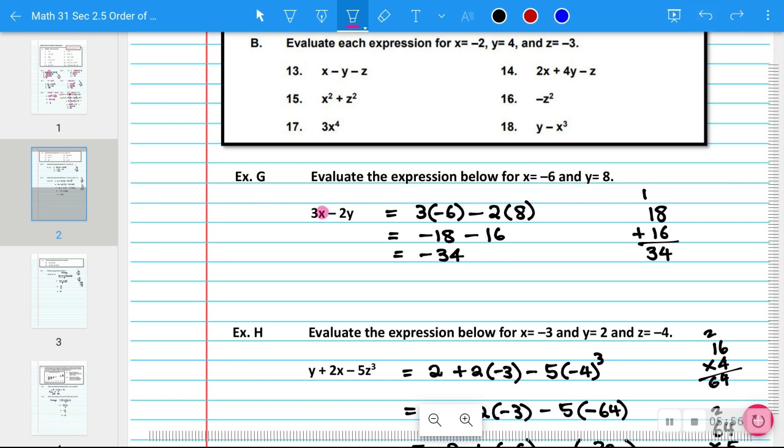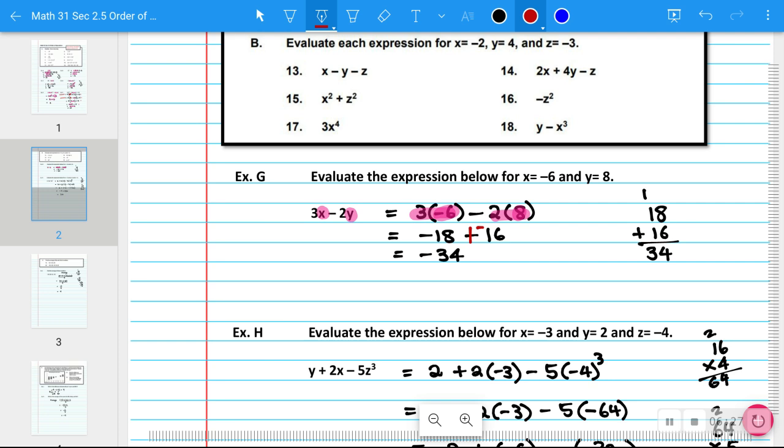So it says 3 times the x, you can see I wrote 3 times -6, and -2 times the y value, and the y we're putting in 8. All right, so the next thing we have to do here is figure out the order of operations. We're going to be multiplying before subtracting. So -18 and 16 are the next thing we do. And then we subtract, and you can do that by adding the opposite.